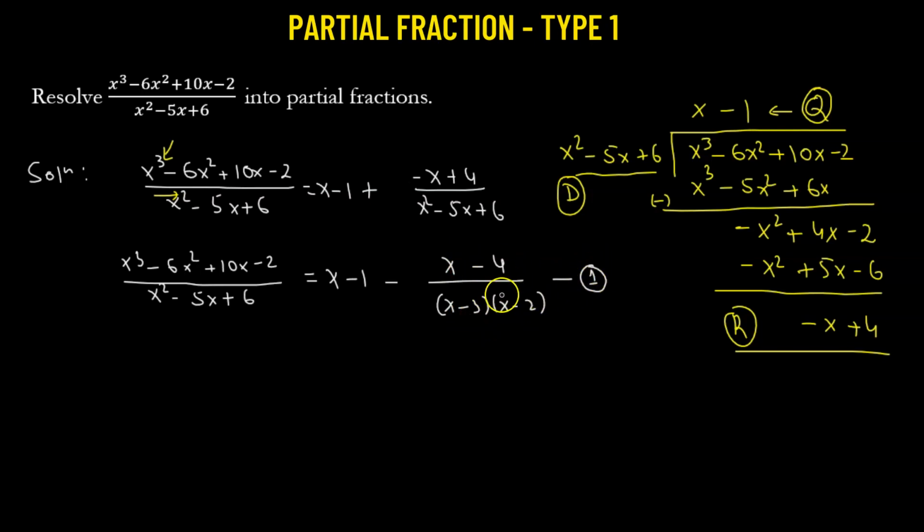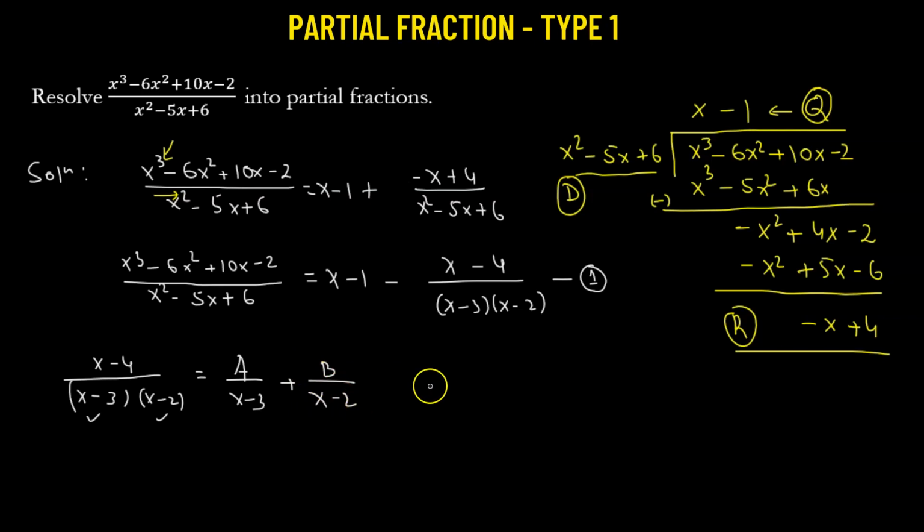Now we will resolve this third term, x minus 4 divided by x minus 3 times x minus 2, into two partial fractions. That's because we have two factors here. So this will be broken down into A over x minus 3, which is our first partial fraction, plus B over x minus 2, which is our second partial fraction. A and B are constants, and we need to find their values.